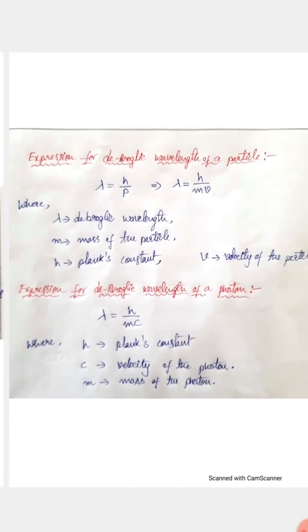Next one is the expression for the de Broglie wavelength of a photon. Again, we will use the above equation only, but in place of a particle, we have a photon. h is Planck's constant, m is the mass of the photon, and c is the speed of the photon. Why didn't we take v here? Because the photon travels with the speed of light, so we have written h divided by mc. Lambda is the de Broglie wavelength. This is about the de Broglie wavelength of a particle and of a photon.